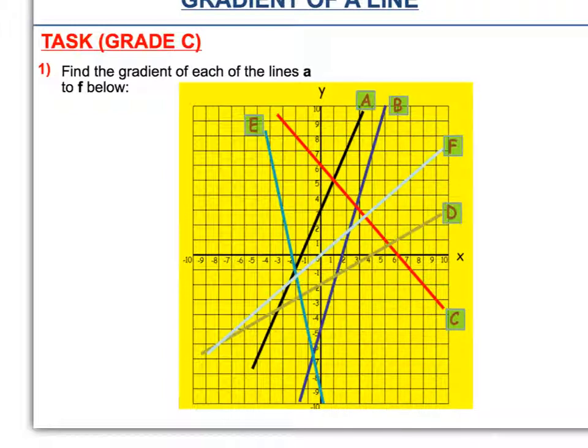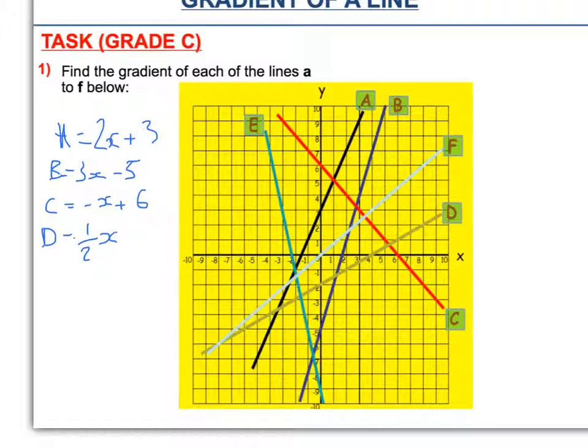And so you should have had the following answers. You should have had A is 2x plus 3. B was 3x minus 5. C was minus x plus 6. D was a half x minus 2. And finally E was minus 4x minus 9.